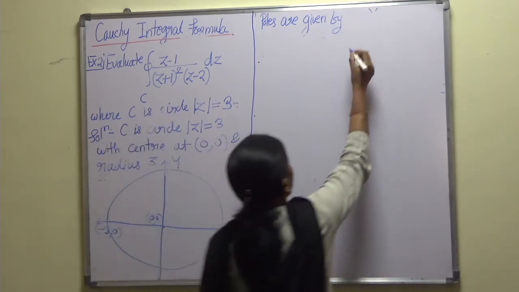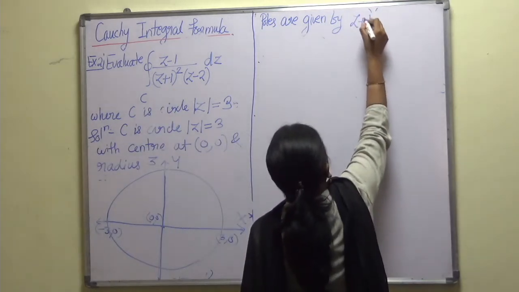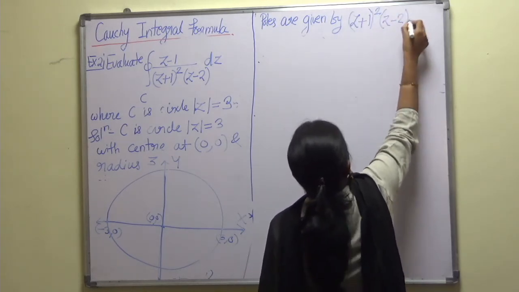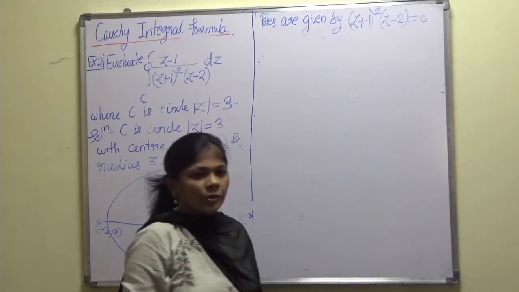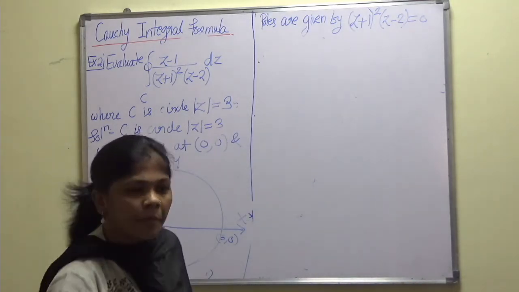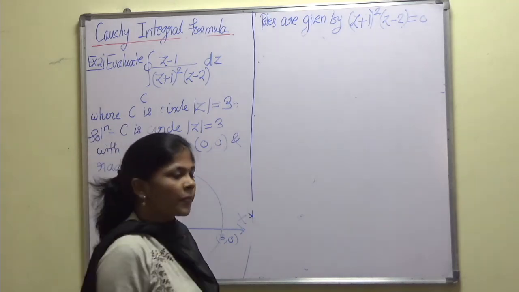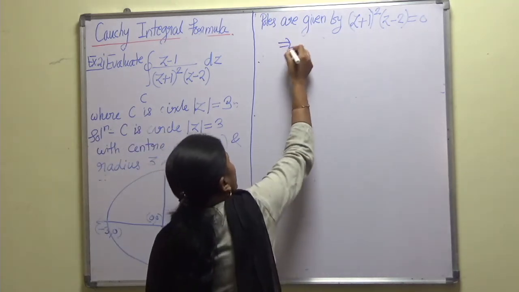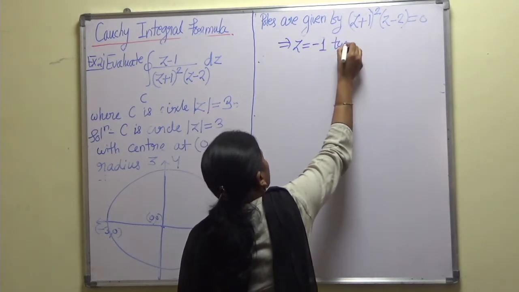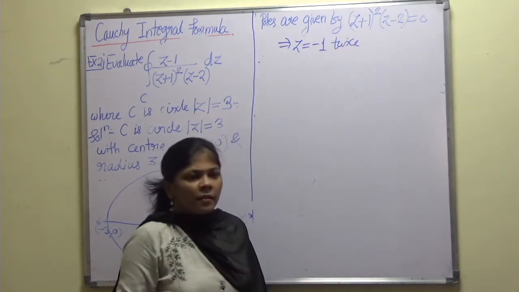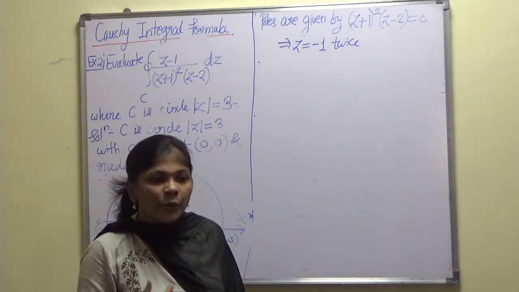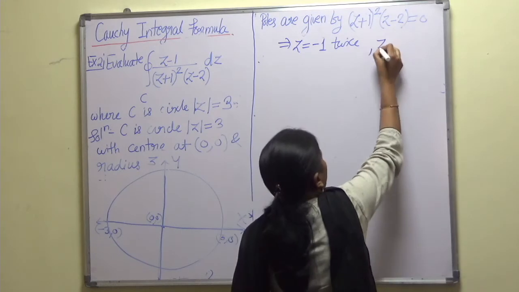Now find out the poles. Poles are given by z plus 1 whole square into z minus 2 equal to 0. So what are we getting here? z plus 1 whole square is 0, which means z equal to minus 1 twice. You are getting z plus 1 equal to 0 two times. So that's why z equal to minus 1 twice, and z equal to 2.